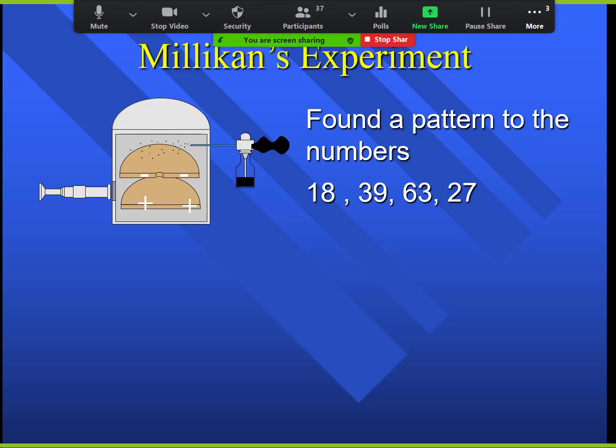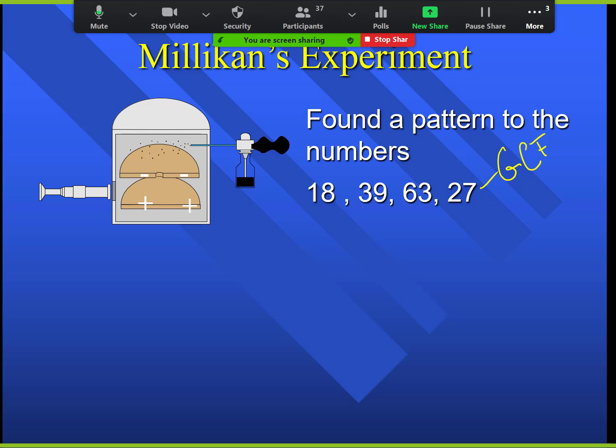Now his numbers were much more complicated than this, but anybody notice anything about those numbers? What do those numbers all have in common? Well, what they all have in common is they're all divisible by 3. For these, the greatest common factor is 3. They're all divisible by 3. So Millikan looked at the charges on the drops and looked at their greatest common factor.